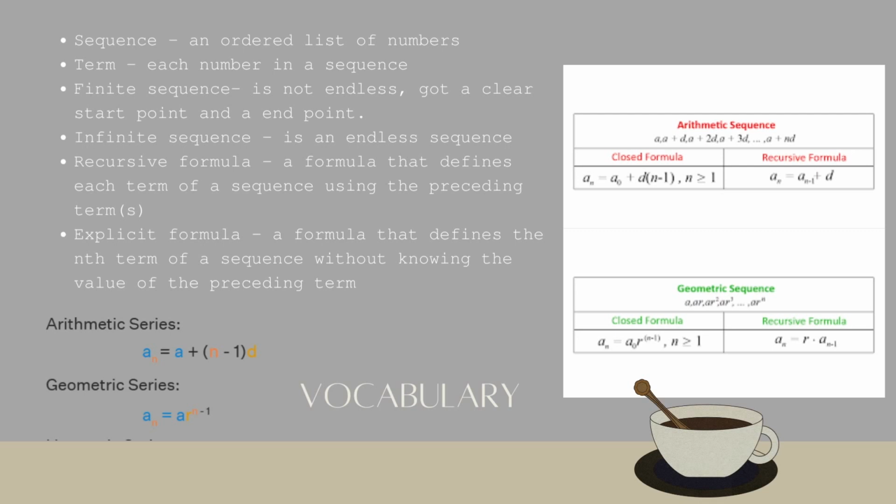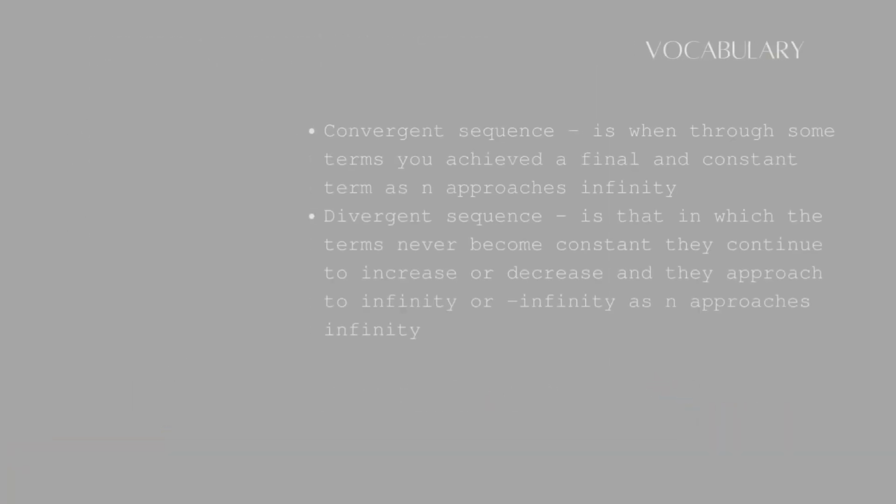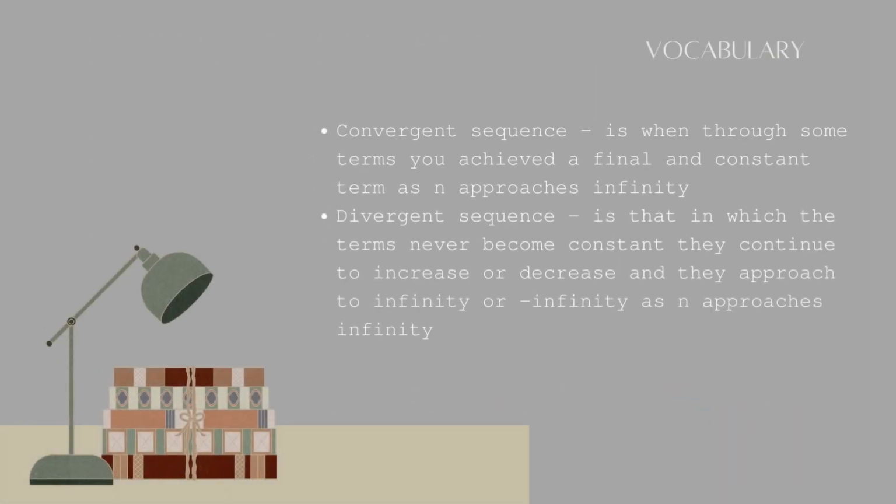The recursive formula is a useful formula for a sequence, as in the picture on the right. Arithmetic and geometric sequences have different formulas. The explicit formula is used to find a specific term in the sequence, as in the picture at the bottom. A convergent sequence is one where, through some terms, you approach a final value. A divergent sequence is one whose terms never become constant. They will continually increase or decrease, so they are endless.